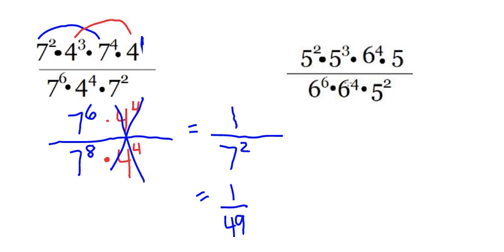All right, so we're going to keep going here. Again, we don't have any negatives, so we don't need to start by rewriting, but I'm going to take that 5 and make it 5 to the 1st power. I'm going to start by combining my 5s. So 5 squared times 5 to the 3rd times 5 to the 1st. 2 plus 3 plus 1 is 5 to the power of 6.